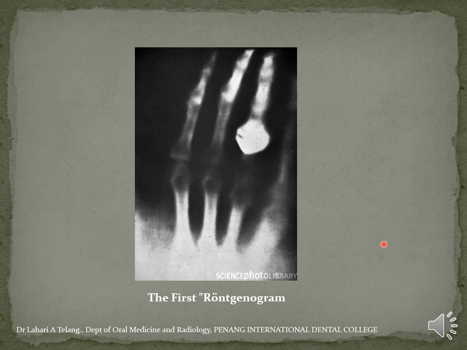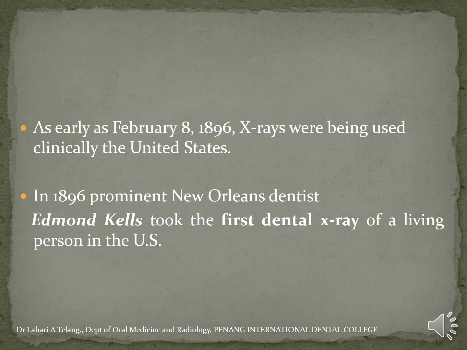Basically, when he was experimenting with the light, he just asked her to put her hand in there, and he was so surprised, taken aback by looking at the image of the bones, but in a very faint penumbra or shadow of her flesh. So as early as February 1896, X-rays were being used clinically on patients, right?